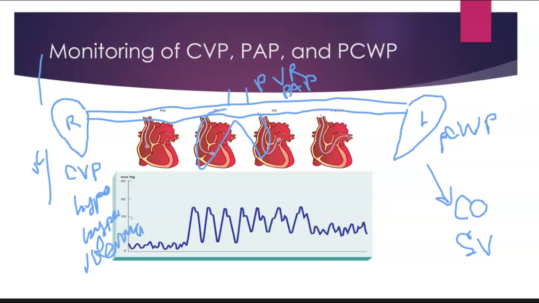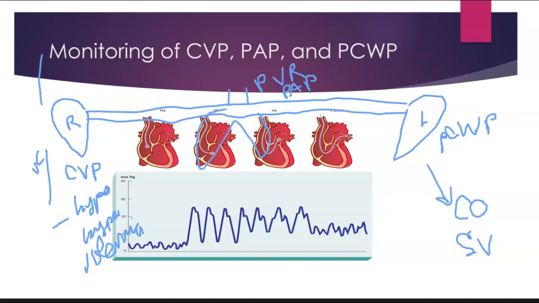So preload means how much pressure is in this vessel before that heart squeezes. Okay, so preload is going to be affected by the volume of blood that returns to the heart. So if I have hypovolemia, that is going to mean that my preload for this right ventricle is really, really low. So the pressures in that right ventricle will be low because my preload is low. I hope that makes sense.